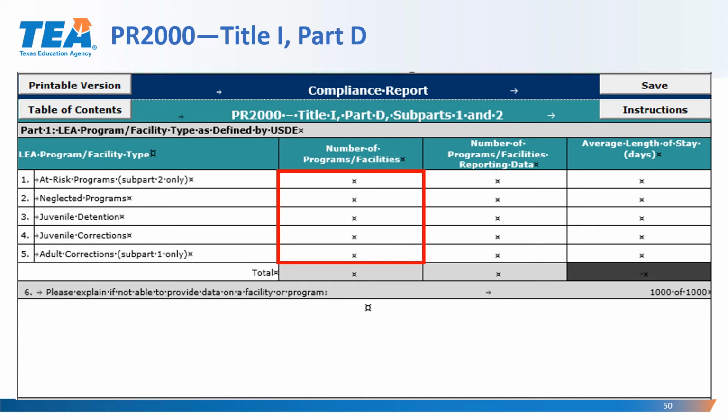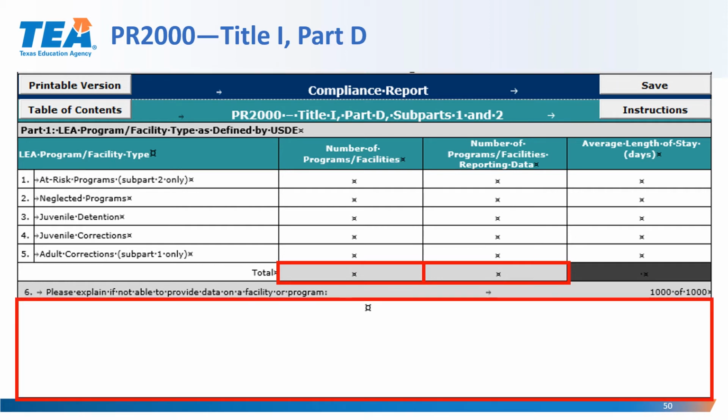In Part 1, the LEA will list the number of programs or facilities and the number of programs and facilities reporting data. For LEAs, the line for the adult corrections will be canceled out. They will also list the average length of stay in terms of days. If for any reason the number of programs and facilities doesn't equal the number of programs and facilities reporting data, the LEA will be asked to explain why not.